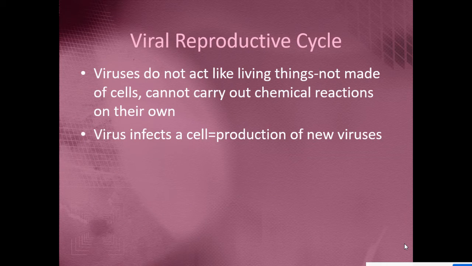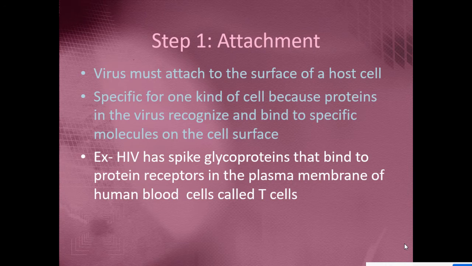Viral reproductive cycle. So viruses do not act like living things. They're not made of cells. They cannot carry out reactions of their own. The only way for them to reproduce is if they get into a living host cell. So a virus's main goal is to infect a cell, and then it's going to make that cell produce new viruses. The first step is attachment. The virus must attach to the surface of a host cell. It's specific for one kind of cell because proteins in the virus recognize and bind to specific molecules on the cell surface.